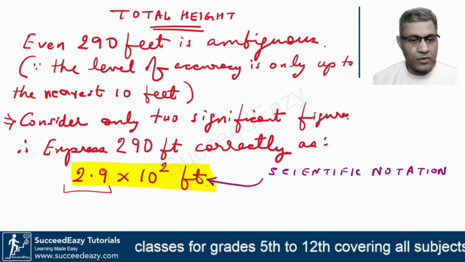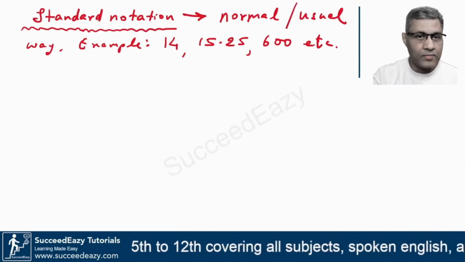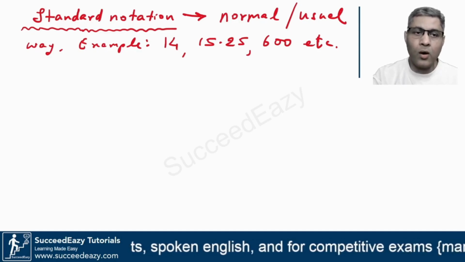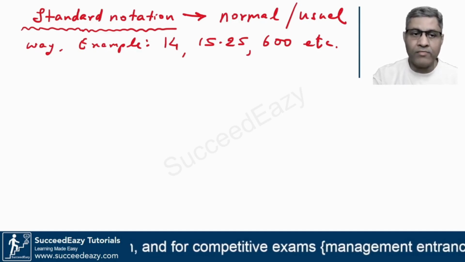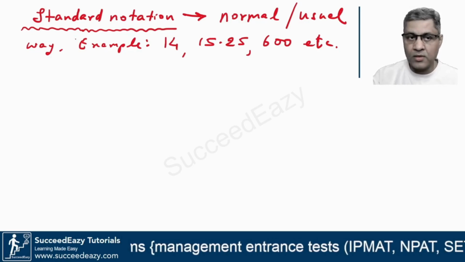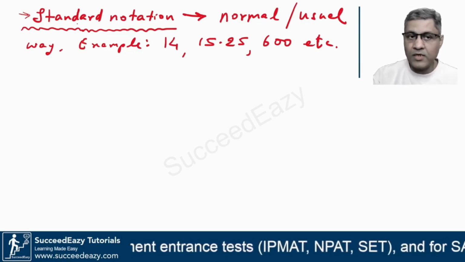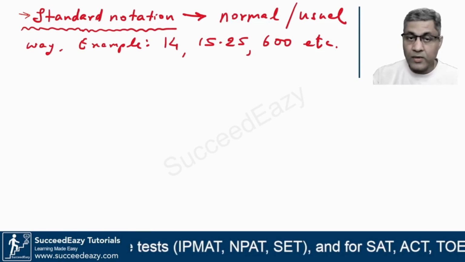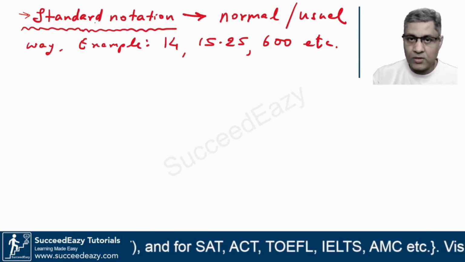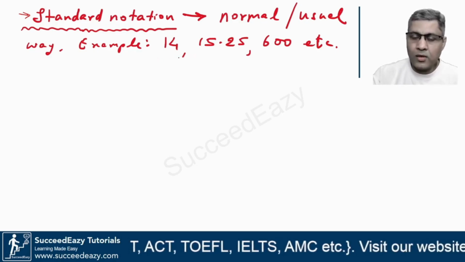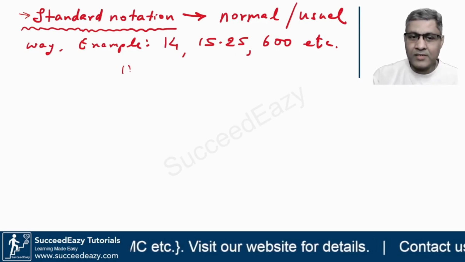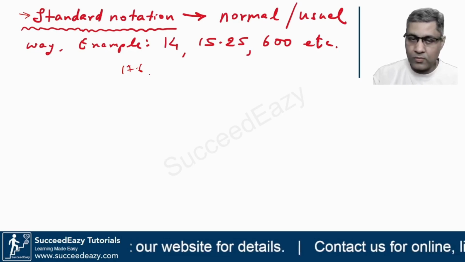This and the previous example were exactly the same, except for the data part. Now look, what is standard notation? Standard notation is the normal or usual way of representing data. Please note, this is not scientific notation, this is standard notation. Please pay attention to the word, because you may get carried away and think that this is scientific notation. No, this is standard notation. It is the usual way in which we write data as 14, 15.25, 600, 17.6, and so on and so forth.